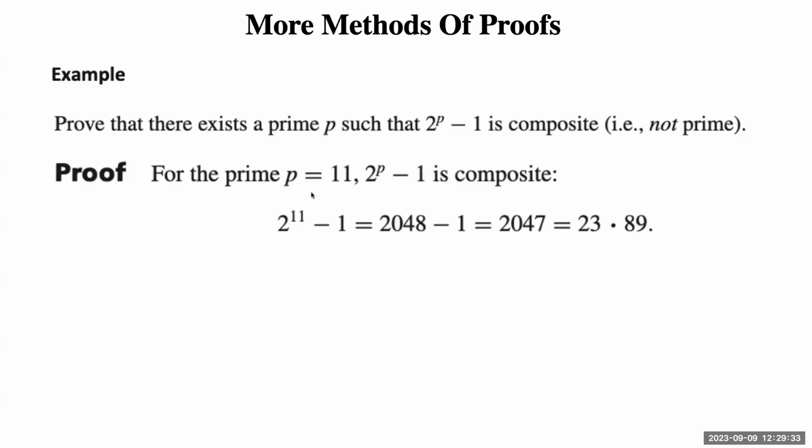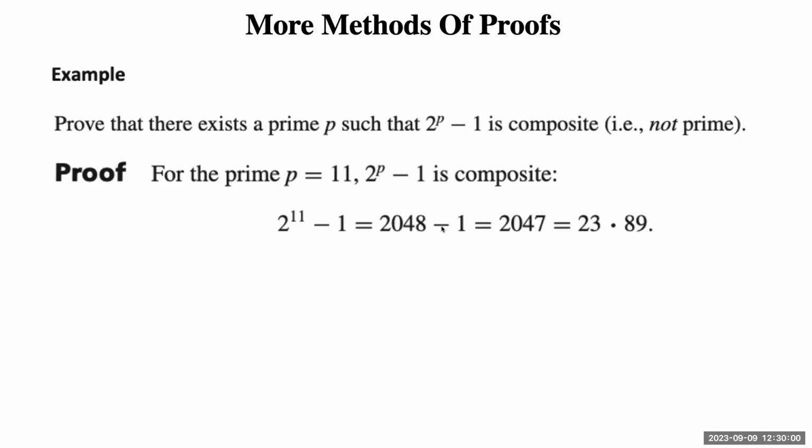So then you try 3. 2 cubed is 8, minus 1 is 7, prime number. Then what's the next prime up? 5. 2 to the 5 is 32, minus 1 is 31, prime. Next prime after 5 is 7. Anyway, keep doing that until you hit one that works. The one I hit that worked was 11. So 2 to the 11 minus 1 is going to be composite.